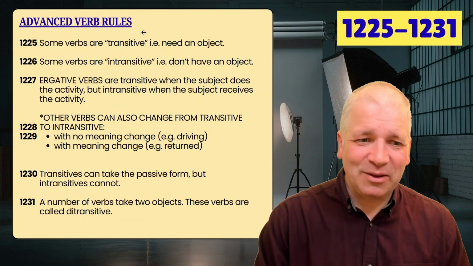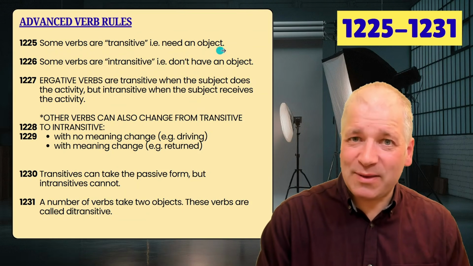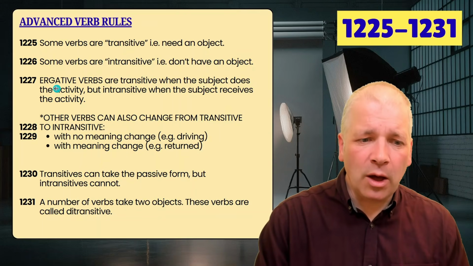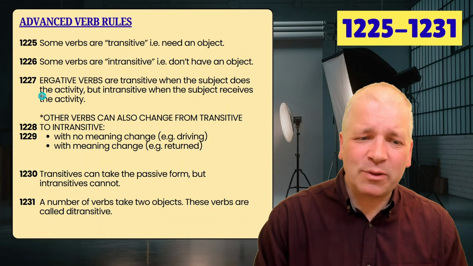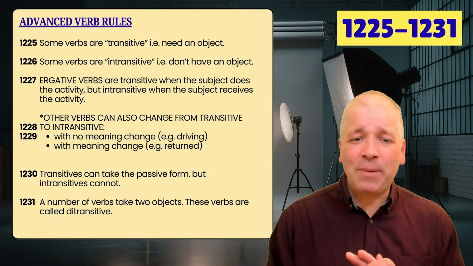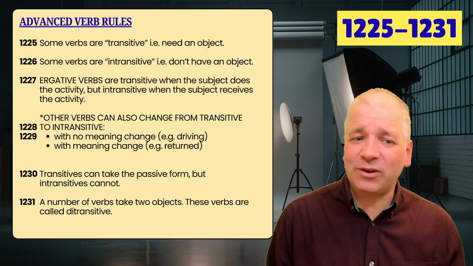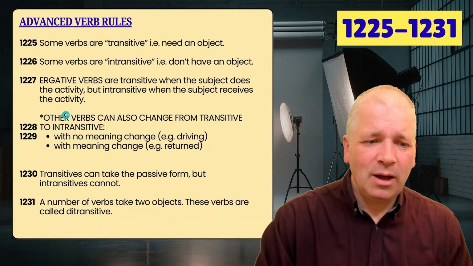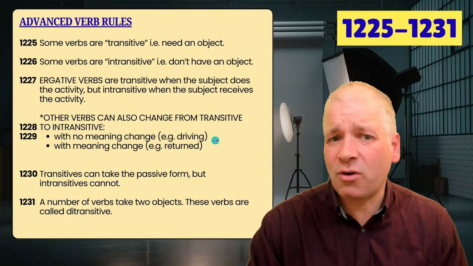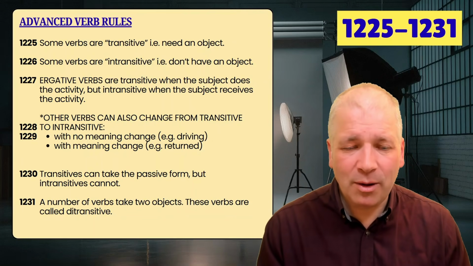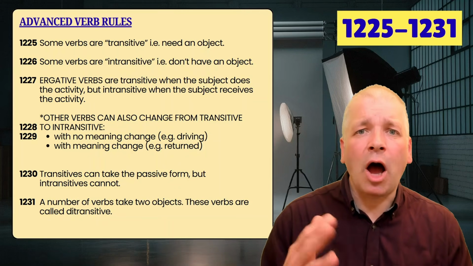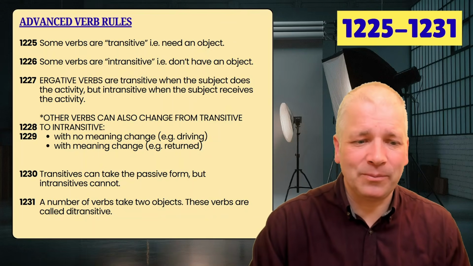Transitive, intransitive. Some verbs are transitive, that means they need an object. Intransitive means they don't have a grammatical object. Ergative is transitive when the subject does the activity, but intransitive when the subject receives the activity. So there's a change from transitive to intransitive depending on whether you're giving or receiving the activity. Other verbs can also change from transitive to intransitive with no meaning change, like driving. I am driving a car, both are possible, or with meaning change. I returned. That means I came back. I returned a book. That means I gave back.